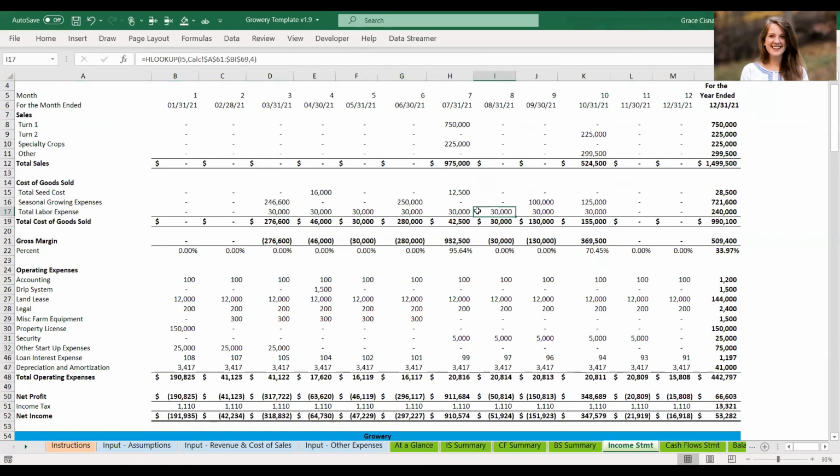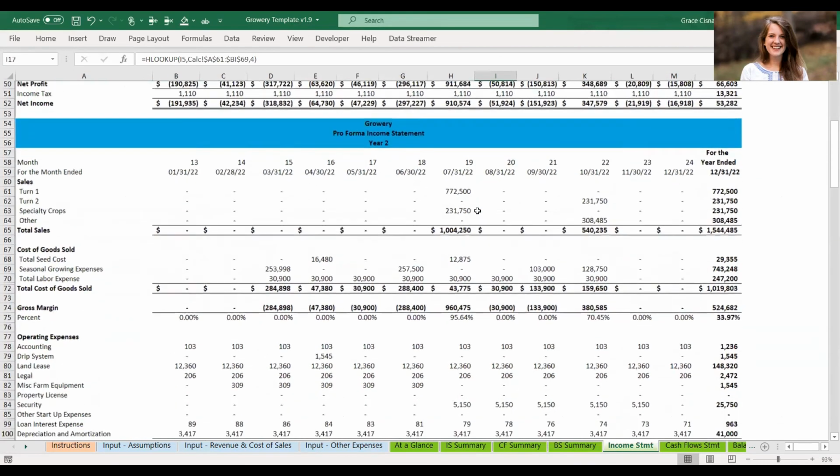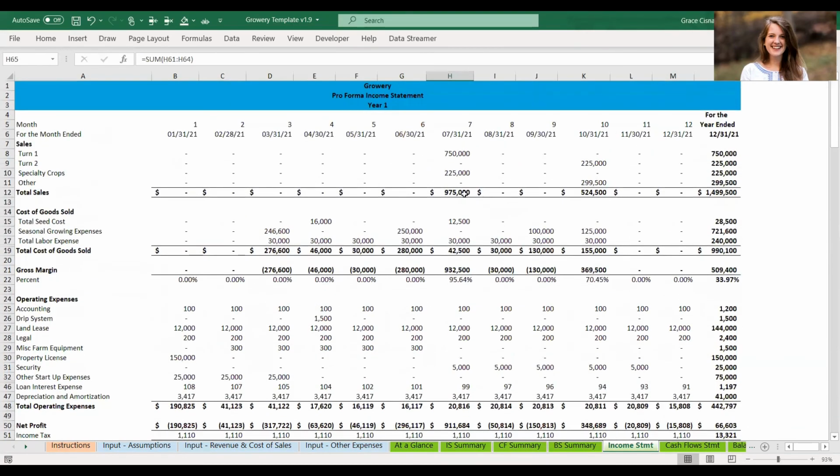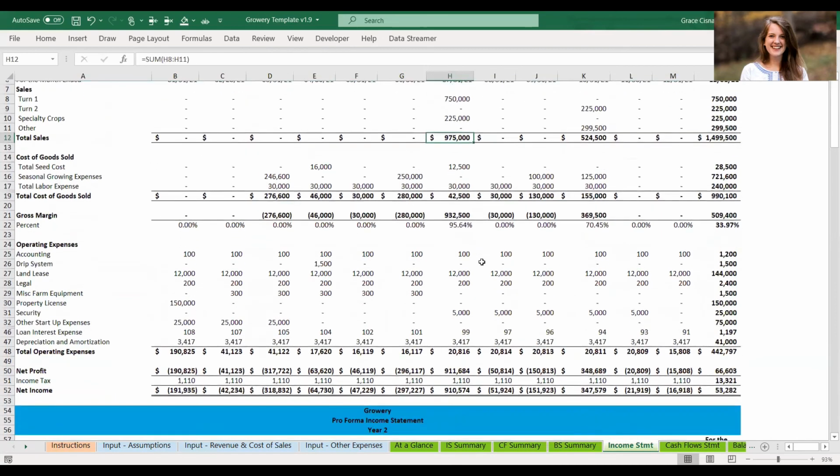And you're going to see this same pattern down here in year 2, but obviously the expenses have all increased because of those annual growth rates, and the revenue has increased as well because of that annual growth rate. So we've got 1,004,000 in revenue versus 975. So it is increasing a little.